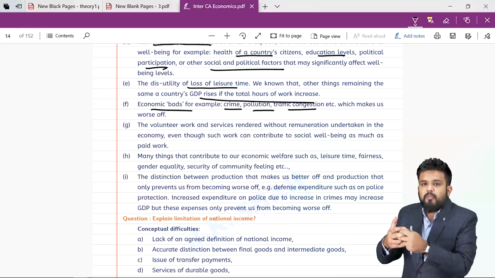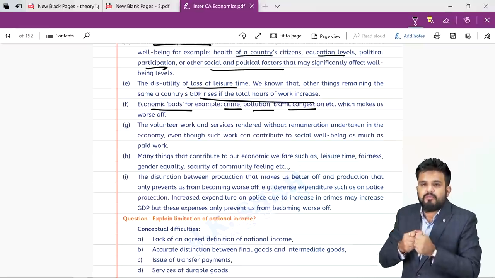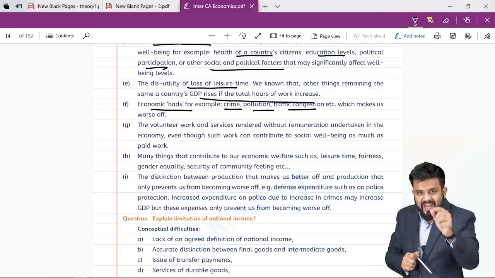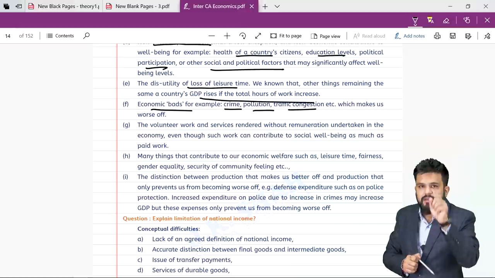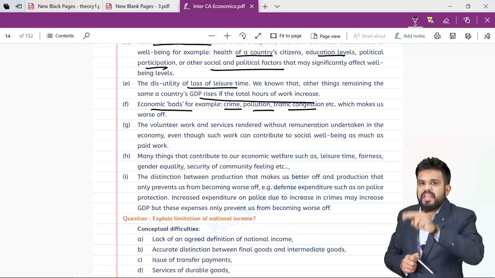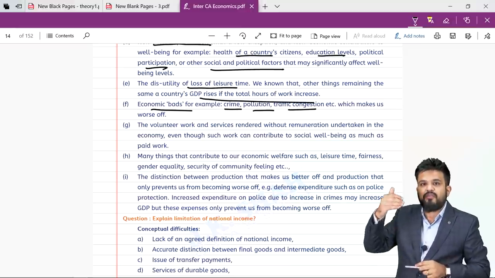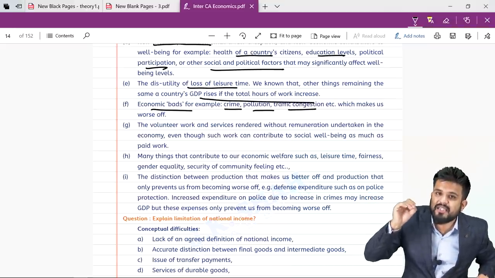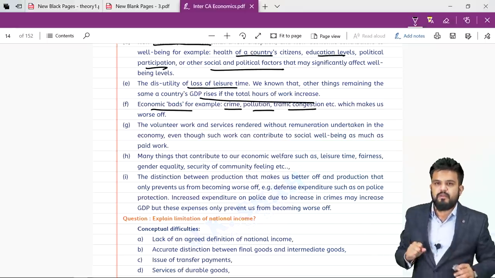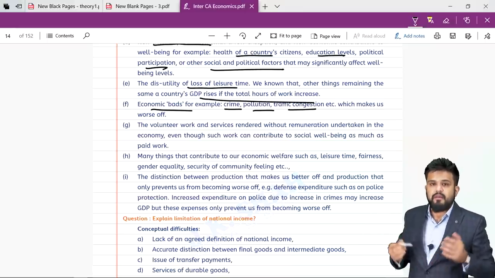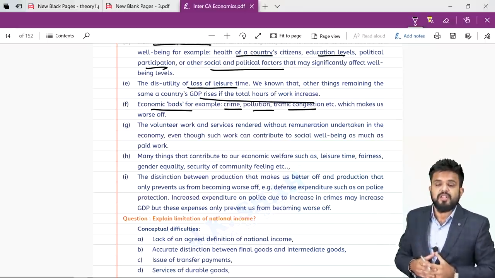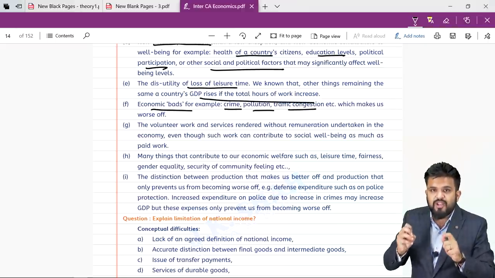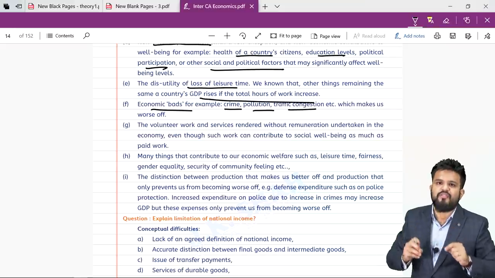More problem related to pollution, health problems, too much of traffic, things may get delayed, too much of crime, men or women won't be ready to work in night shifts. And if people will not work in night shifts, can I say to that extent less goods or less services will be produced? So even crime, pollution, traffic congestion makes society worse off. Fall in the well-being, loss of welfare.